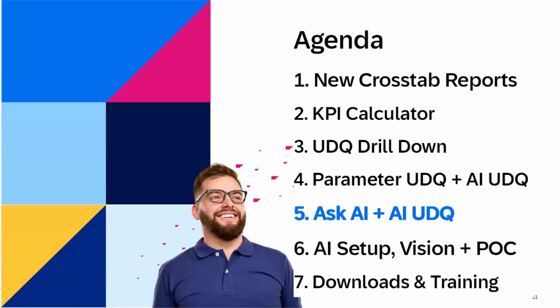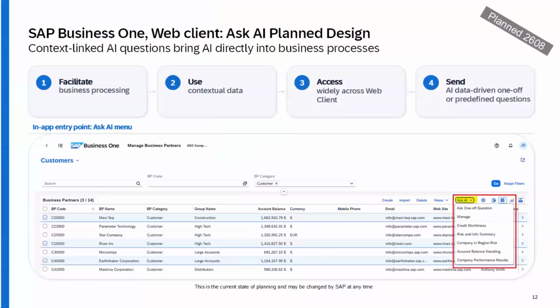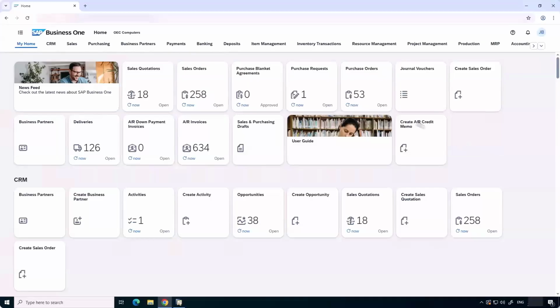Now it's time to talk about Ask AI, another key AI feature for 2608. Now, some of you may have seen what I'm about to present a month ago in the partner meeting. Hopefully, I'll present it with a little bit more insight this time. I'm not going to walk through this slide. It's for you to look at after the presentation and download it. But Ask AI, in a nutshell, is an ability to ask context-linked AI questions. And the best way to explain that is by showing it to you.